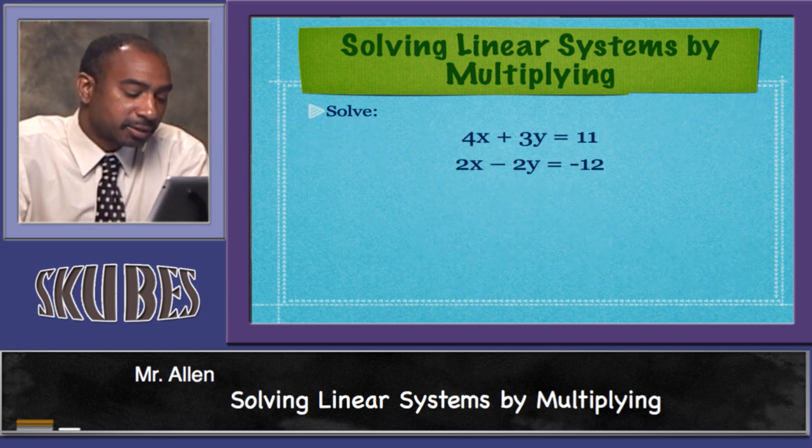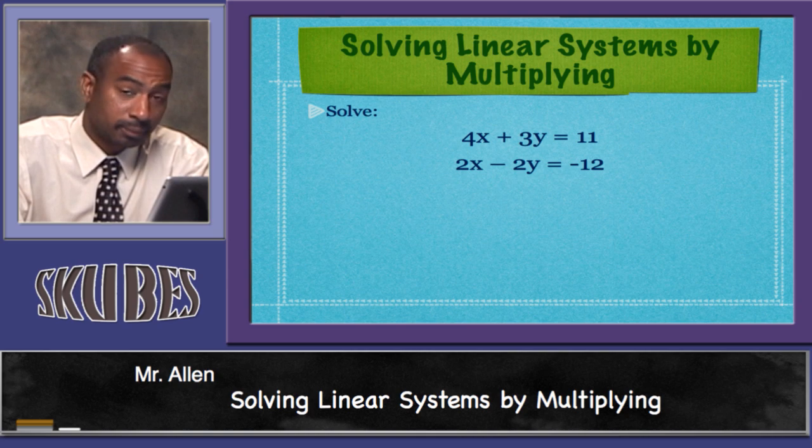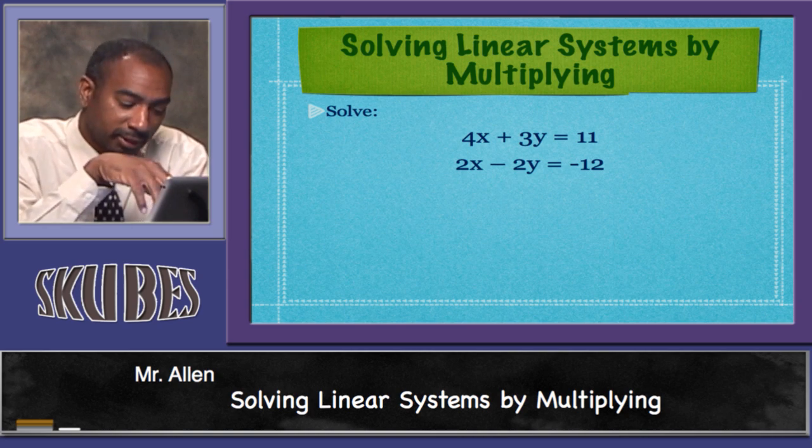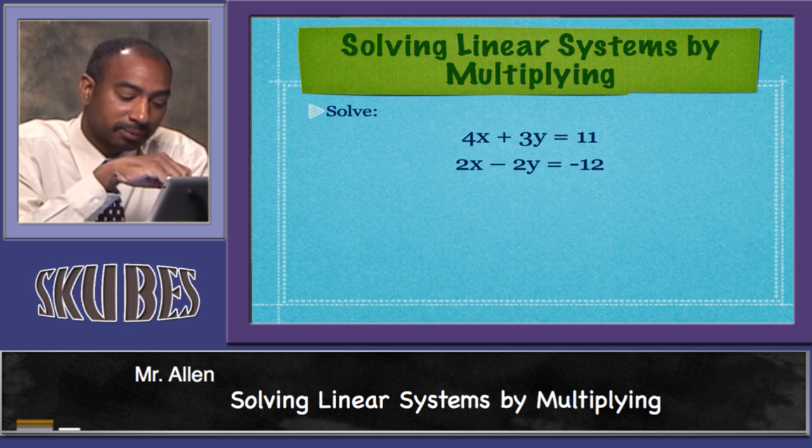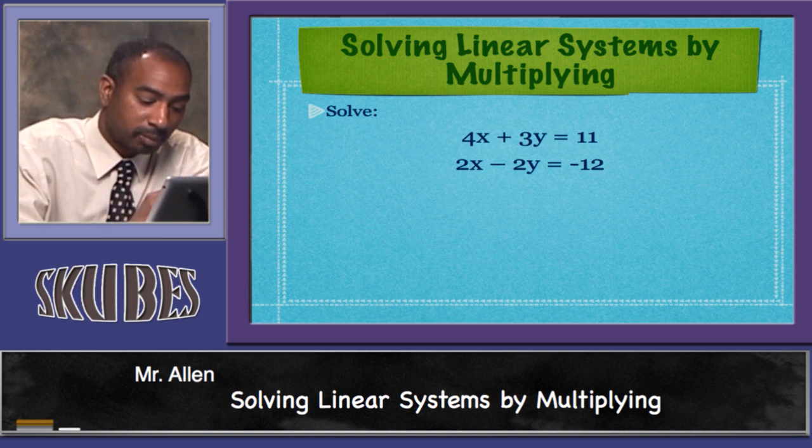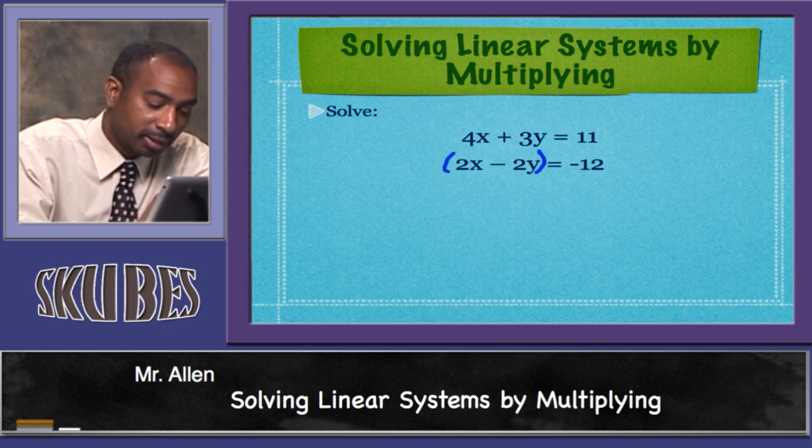All right, let's solve the system 4x plus 3y equals 11, and 2x minus 2y equals negative 12. If you look at the terms, it would be easier to eliminate the x term than the y term, because all I have to do is multiply the bottom by negative 2, and I can get a negative 4x. So I'm going to multiply the bottom by negative 2.